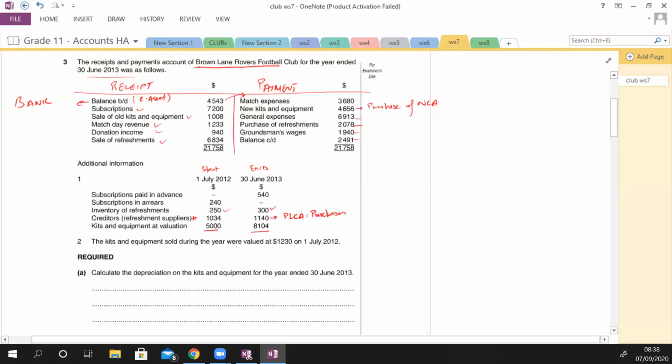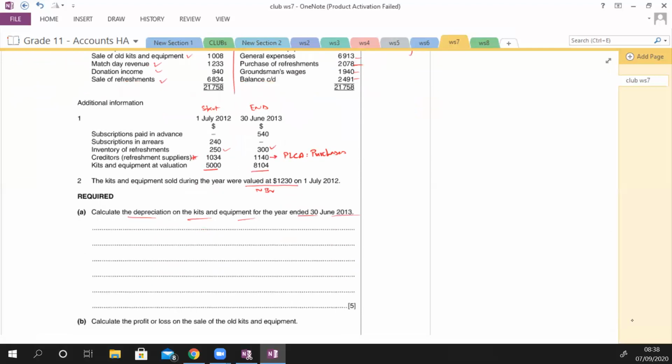The kits and equipment sold, the opening value and closing value. The kits and equipment sold during the year were valued at 1230. That means the net book value of what you sold was 1230. Calculate the depreciation of kits and equipment for the year ended 30th June 2013. Since no method of depreciation is given, we'll use the revaluation method, which is opening value plus addition, addition always being at cost, minus disposal, the net book value of the asset you sold, minus depreciation, which is the missing value, is equal to closing value.